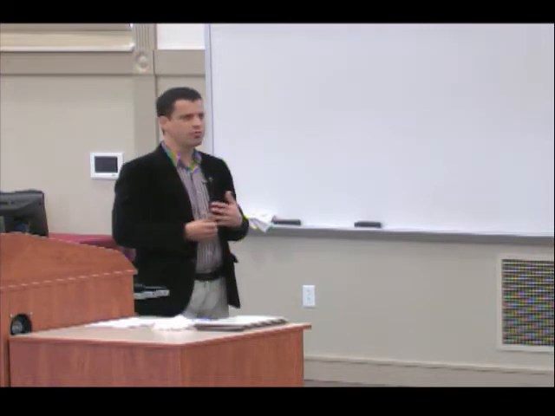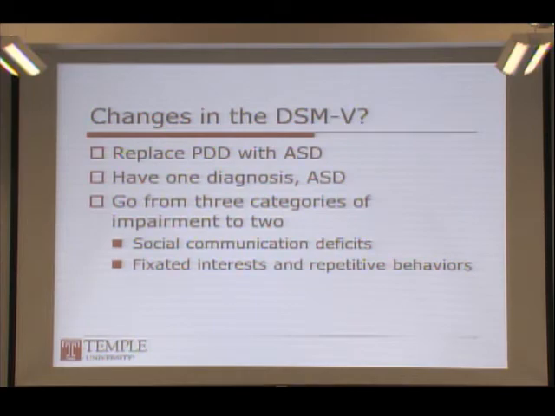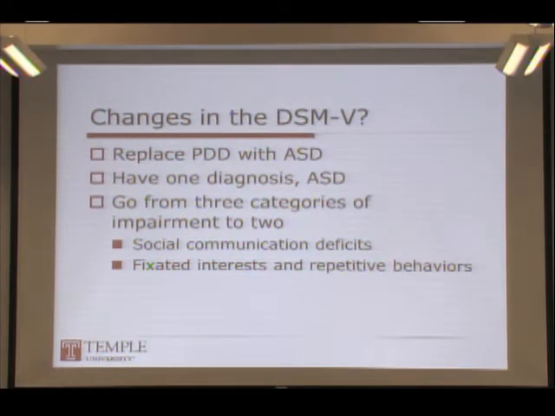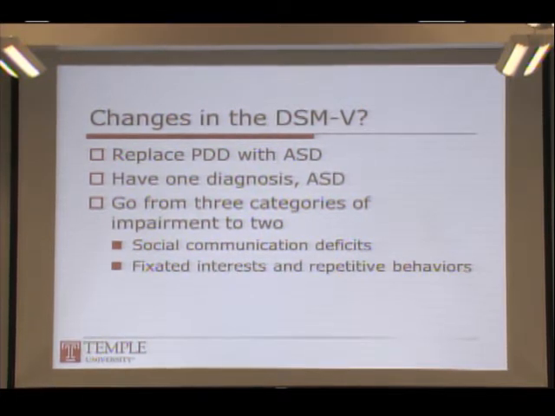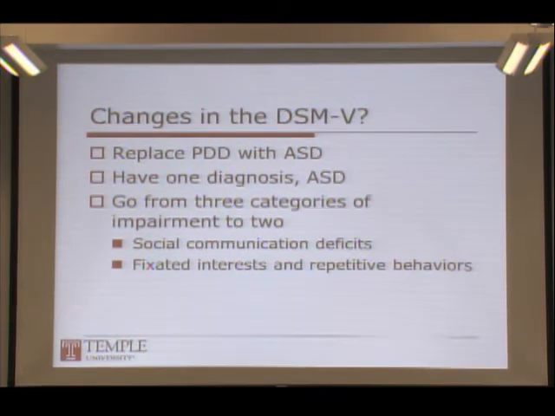So with the new version of the DSM-5 that's going to come out in May, there are some pretty significant changes to the way autism is going to be diagnosed. The new DSM is getting rid of the term Asperger syndrome. It's not going to be in the new version of the DSM, nor is the term just plain autism. There's going to be one term, autism spectrum disorder.